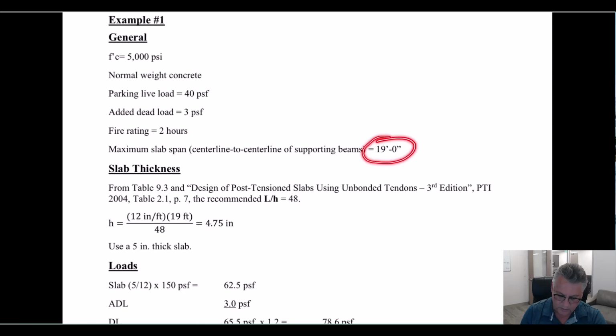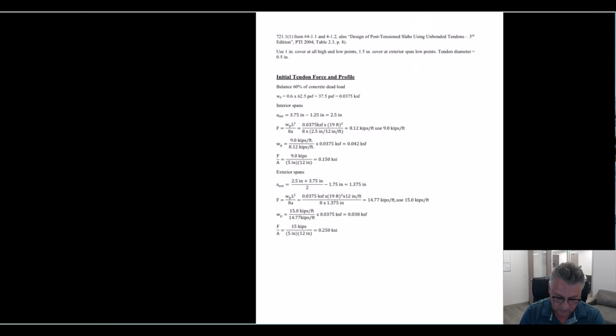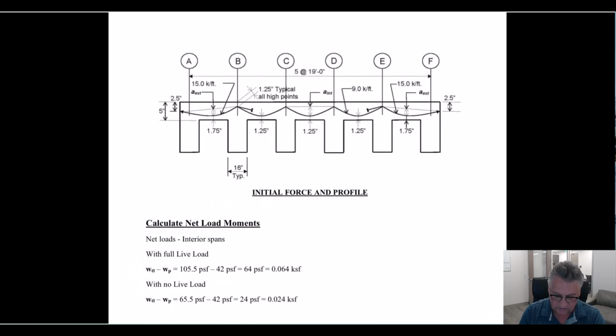In this particular example, we're going to have 19-foot spacing. So I'm going to jump ahead. My dad did this example. He did a great job. It's very thorough. He didn't use the computer at all, so this is 100% done. Well, okay, 98.7% done by hand. The moment distributions were all done by computers, but this is meant to be your hand example. But this is the design.